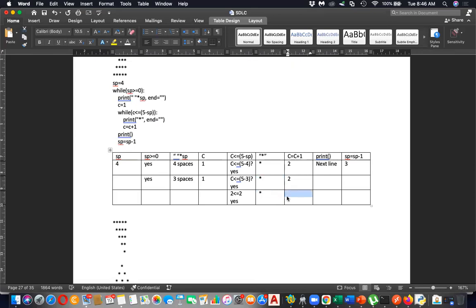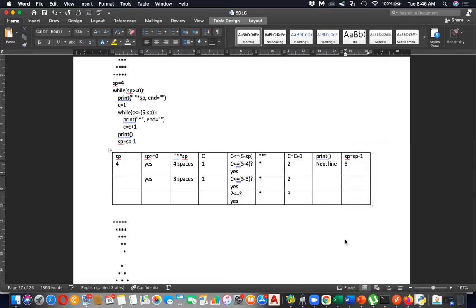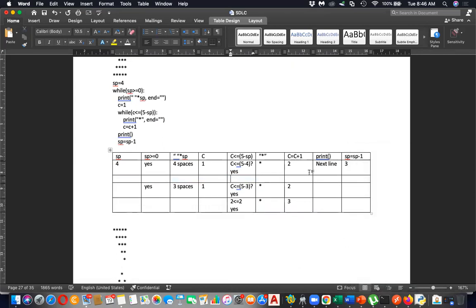So now C is 3. But this 3 is not less than 2. No, 3 is not less than 2. Here you have to add another row, right? Okay, let's add another row. Another row. Here this is 2.